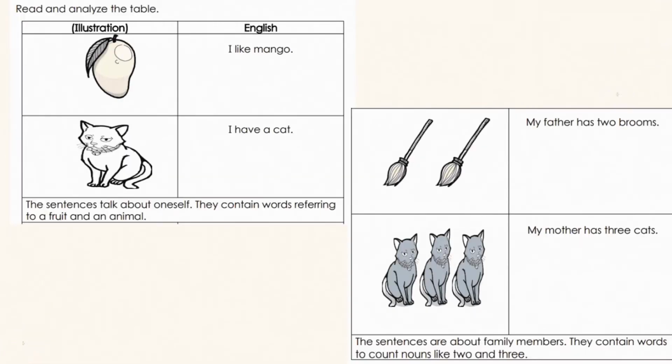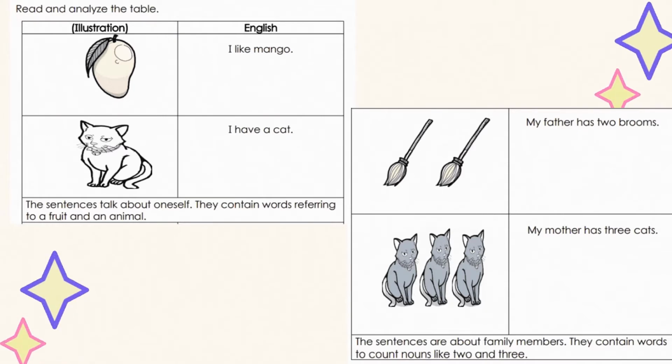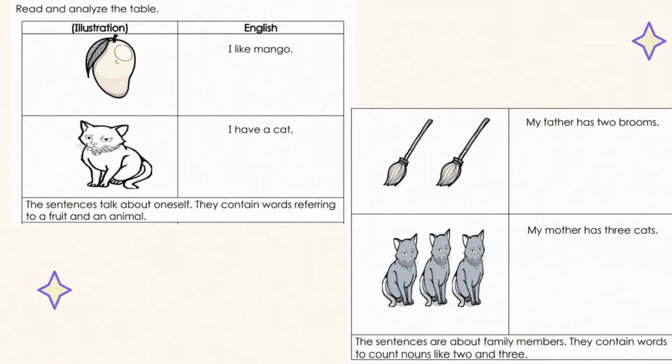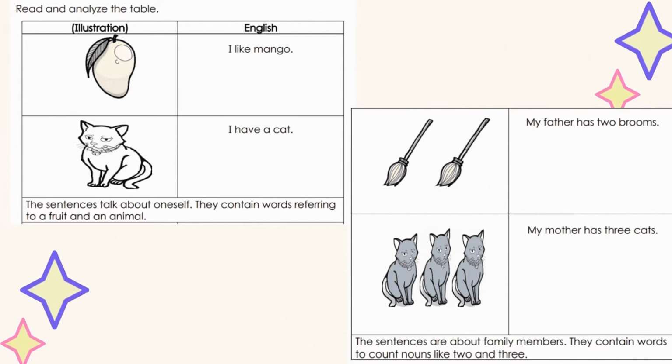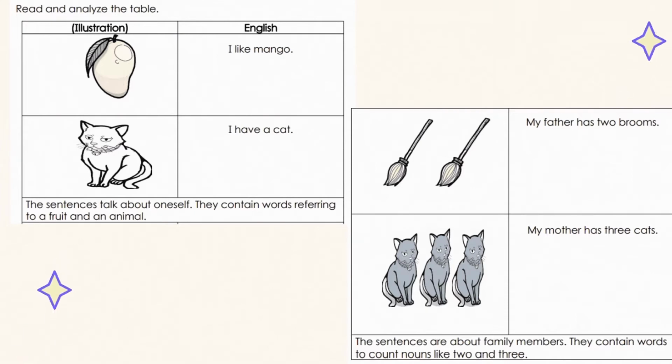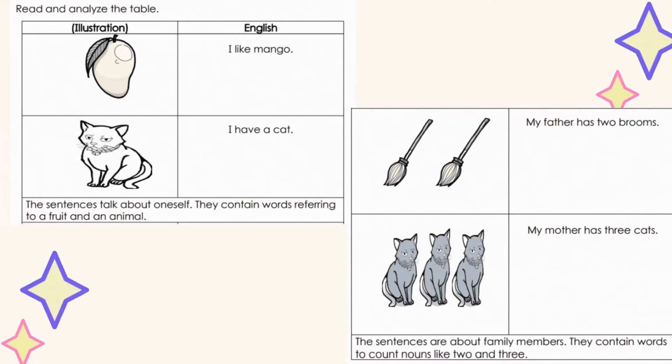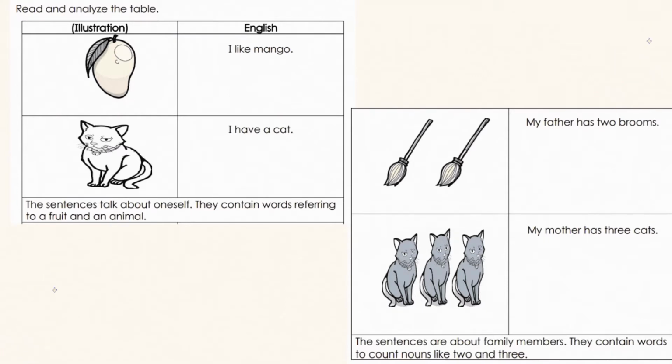I like mango. I have a cat. The sentences talk about oneself. They contain words referring to a fruit and an animal. My father has 2 brooms. My mother has 3 cats. The sentences are about family members. They contain words to count nouns like 2 and 3.